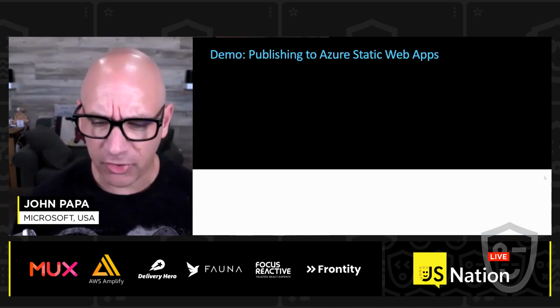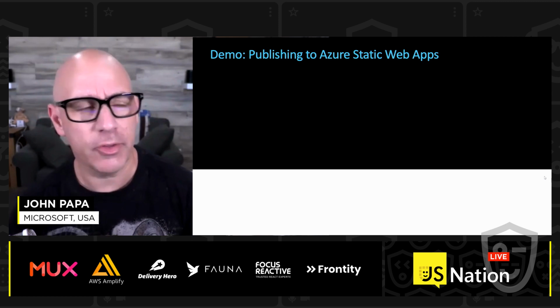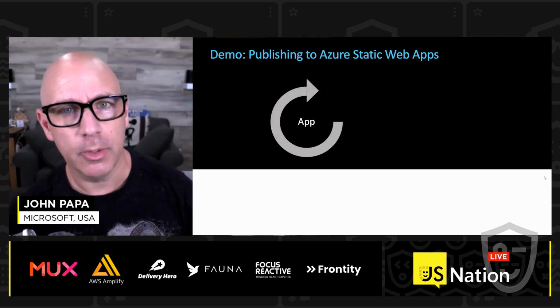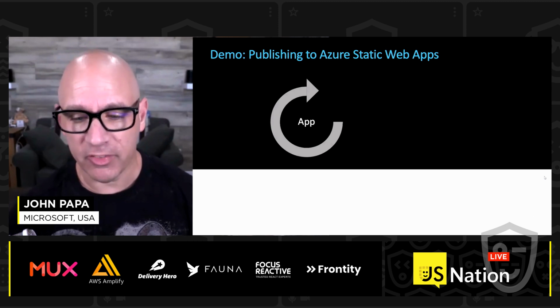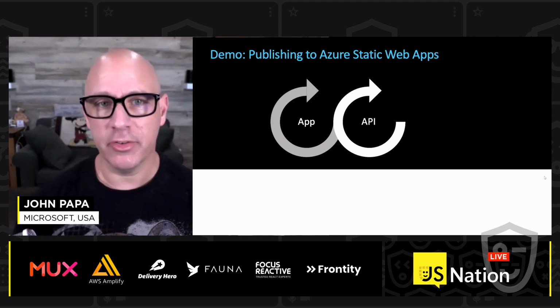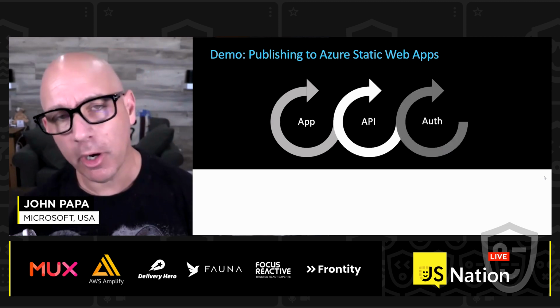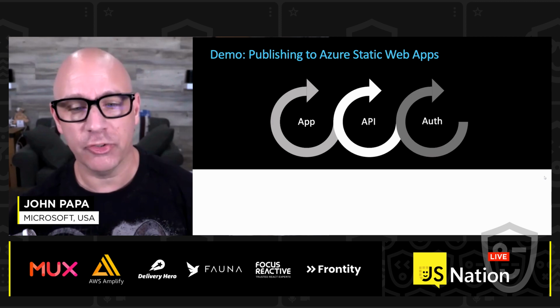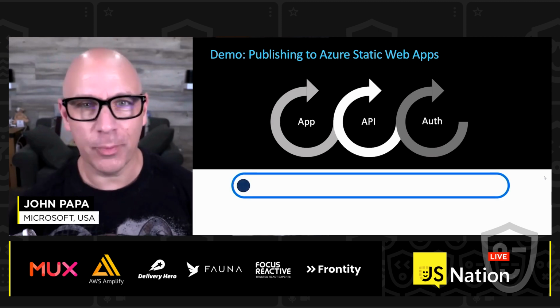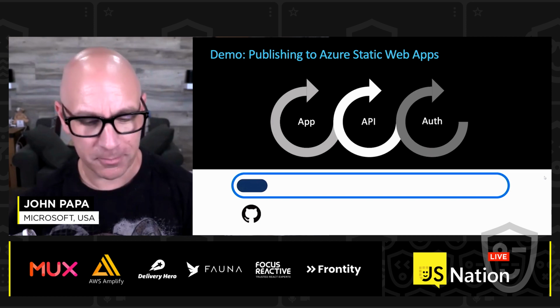Now, it's time to actually see what's happening and try it ourselves. So let's go through a demo. But before we run into this, let's look at what we're going to do. We're going to create an application, and then we're going to take that app and connect it to an API. So we have our data with the application, and then we're going to cover authorization and authentication. So let's start where you start, though, and that's with your code on GitHub.